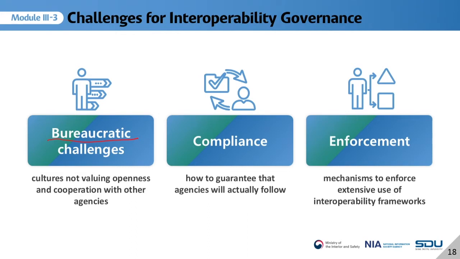The second challenge is compliance. This issue is about how to guarantee that multiple agencies will actually follow interoperability. That is the compliance challenge. And the third challenge is enforcement. Government needs to care about how to enforce extensive use of the interoperability framework across agencies. So interoperability is not an easy issue. There are three different kinds of challenges regarding interoperability governance.